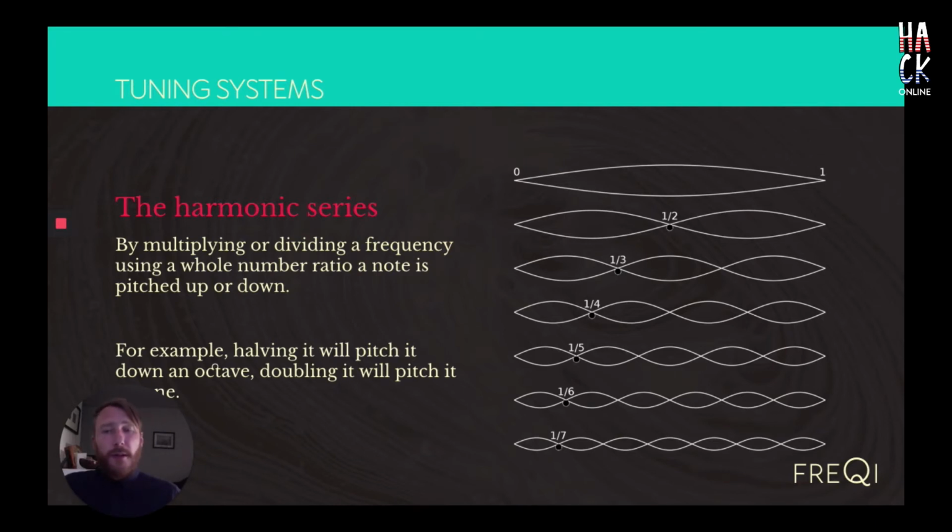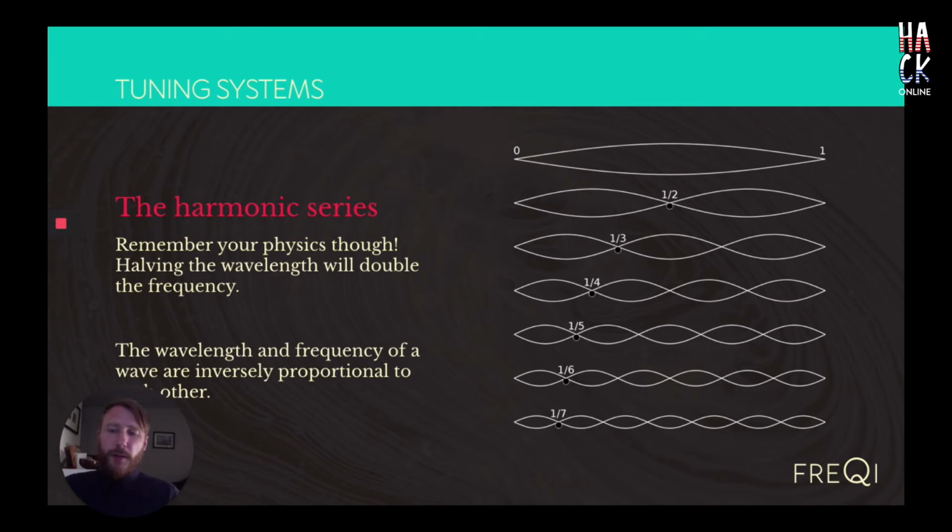But I did promise you that we would look at the harmonic series. The harmonic series is basically how vibrations work in nature. The most simple way I can explain this, for the purposes of this talk, is that if you multiply or divide a frequency using a whole number ratio, a note is pitched up or down. So for example, halving the frequency of a given pitch will bring that same note down an octave. So C3 becomes C2 if you halve that frequency. Doubling it will take you to C4.